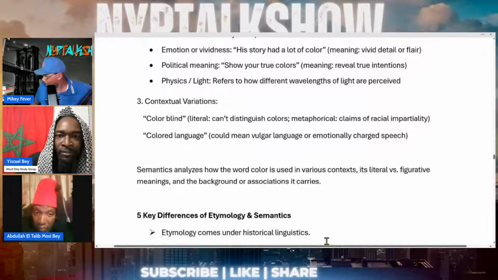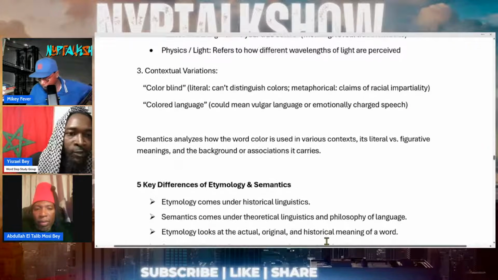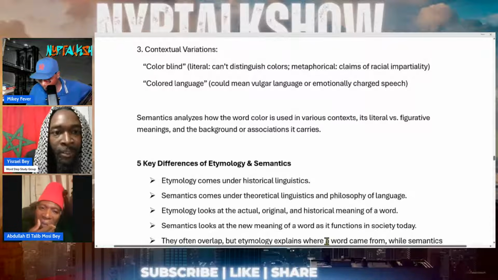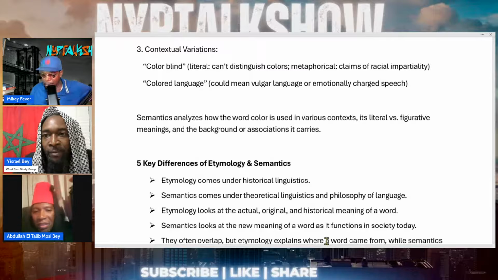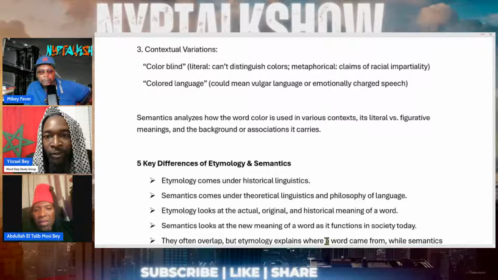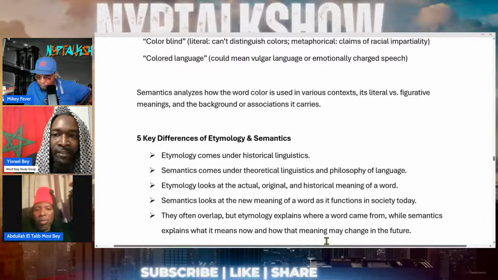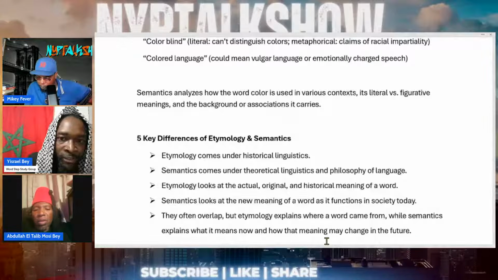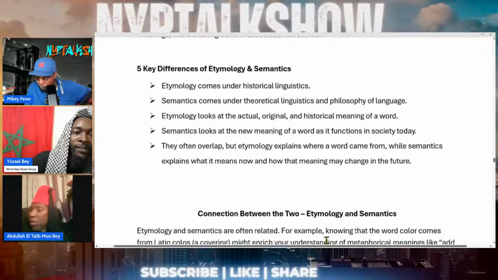In physics, light refers to different wavelengths of light, how light is perceived. So we have the contextual variations: colorblind, literal, can't distinguish colors; metaphorical, claims of racial impartiality; colored language could mean vulgar language or emotionally charged speech. Semantics analyzes how the word color is used in various contexts, its literal versus figurative meanings, and the background or associations it carries. So, 5 key differences of etymology and semantics.